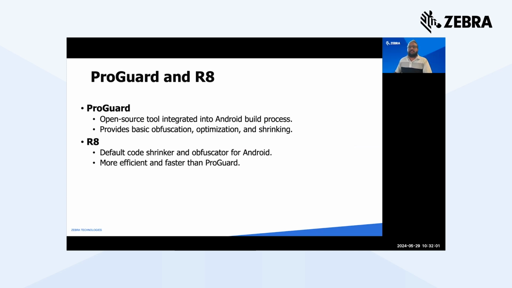ProGuard is an open source tool that was once widely used for code shrinking, obfuscation, and optimization in the Android build process. It offers basic functionalities to achieve these goals. R8 is the successor to ProGuard and is now the default tool used for code shrinking and obfuscation in Android development. R8 is more efficient and faster than ProGuard, making the build process quicker.